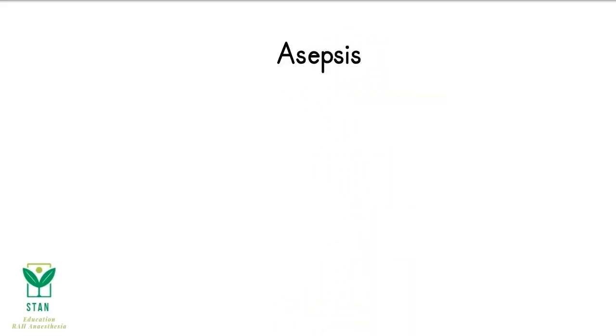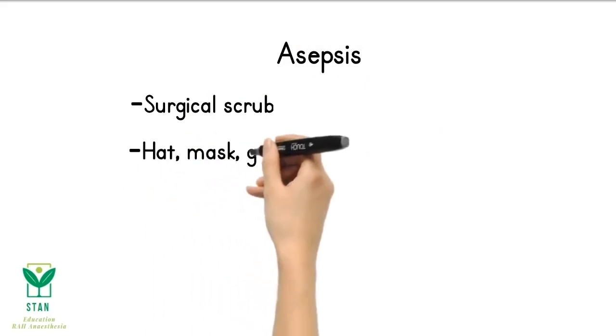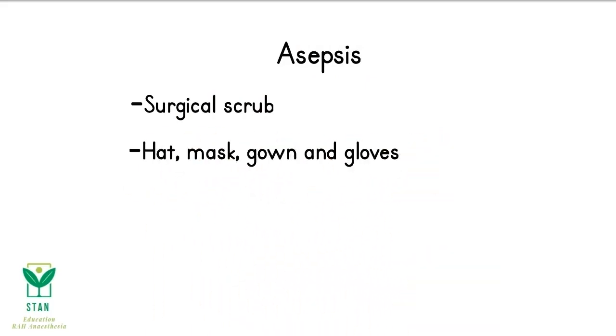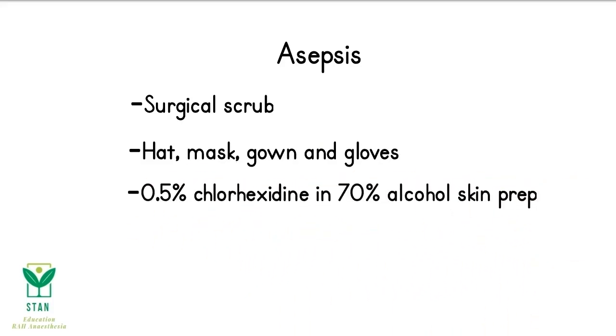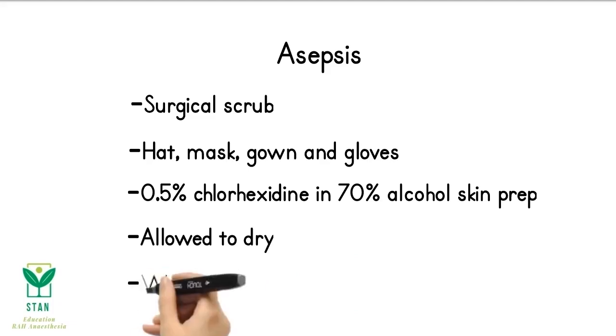It's an aseptic procedure. You don't want to give the patient meningitis, so a full surgical scrub, surgical hat, mask, gown and gloves. Skin prep is with 0.5% chlorhexidine in 70% alcohol. It should be allowed to dry because chlorhexidine, if you get it on the needle, is a potential neurotoxin. And then a window drape to keep a nice sterile field.